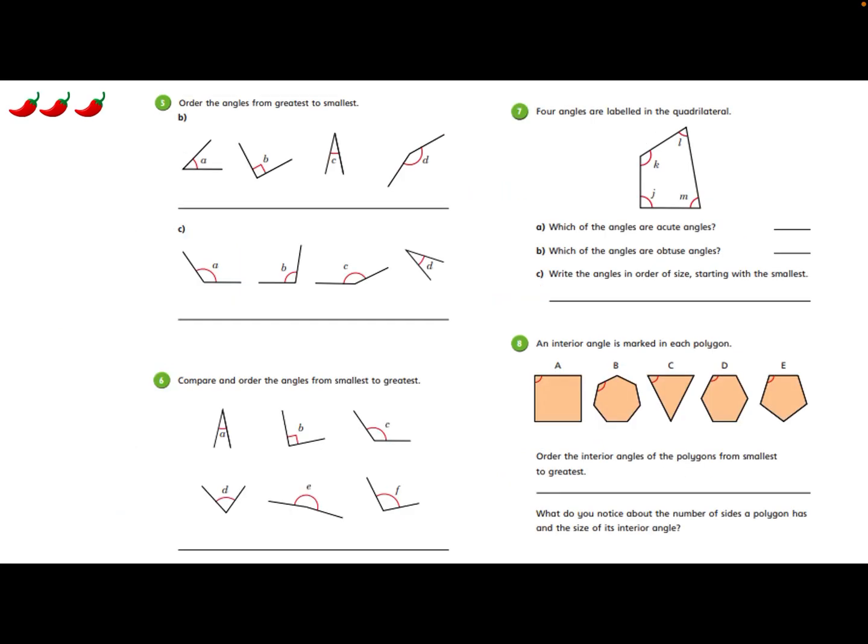Two chili challenge, and finally our three chili challenge. So I look forward to seeing what you come up with. You've shown that you're quite confident with this so far. Have fun. Maybe practice drawing some angles. If you've got access to a ruler, give it a go. If you've got access to a protractor, maybe practice that. We're going to practice those skills in more detail when we go back, but it's good to have a look.